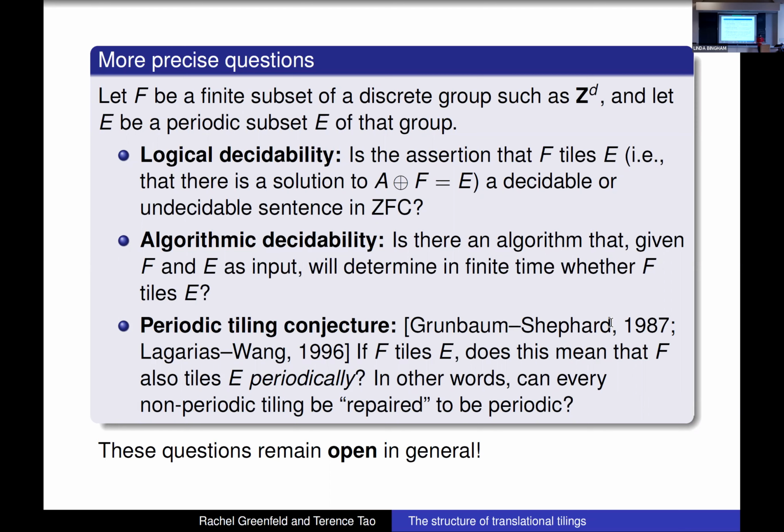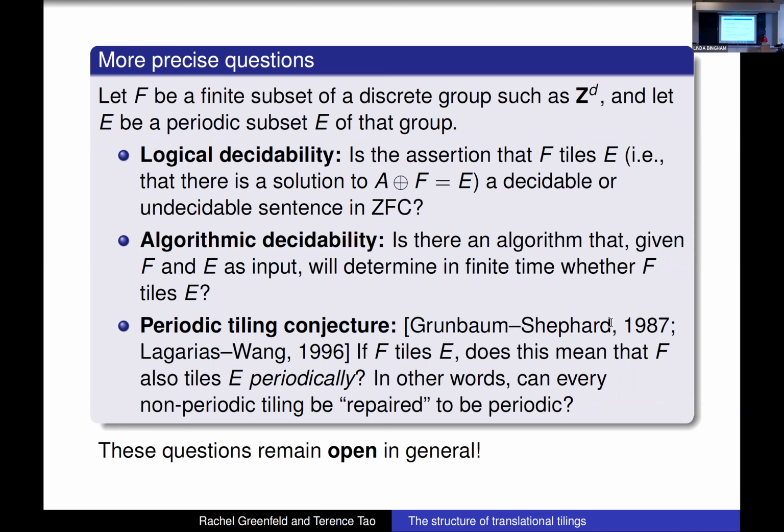Okay, so here are 3 precise questions. The first is logical decidability. If I give you a periodic set and I give you a tile, and I ask you, is it possible to tile your big set by the small set? Is this statement decidable? Is there a proof or disproof of the statement in, for example, ZFC or whatever your favorite theory of mathematics is? Mine is ZFC, but okay. So that's logical decidability.